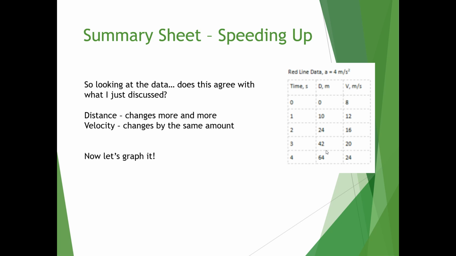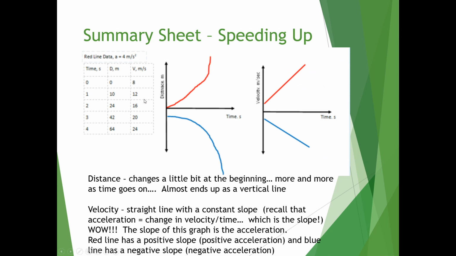So let's take a look at the graph. If we graph this, we're going to see that the distance changes a little bit at the beginning, but it changes more and more as time goes on, and it almost ends up with a vertical line. I'm sorry, this isn't a really pretty curve. It was really challenging to draw in the notebook, but you hopefully get the idea. The velocity is going to be a straight line with a constant slope. Remember, acceleration equals change in velocity divided by time, which is the slope, which is really awesome because you can just read the slope right off the graph and get the acceleration.